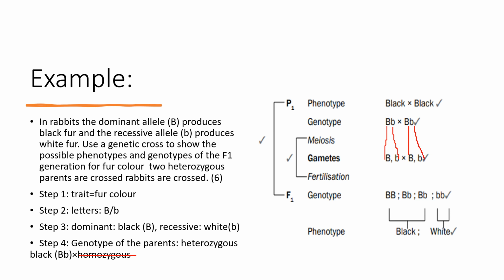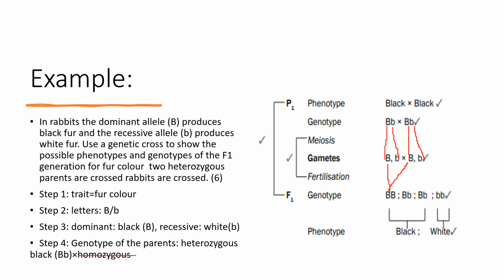So yeah, that's how you separate your gametes. Then you come to the step of fertilization. Then obviously after fertilization, you will have the genotypes of those offspring. Then you are going to take the first gamete from the first parent, then you put it here. Then you take the first gamete from the second parent, then you put it here.